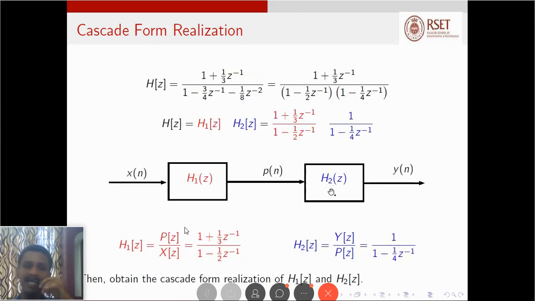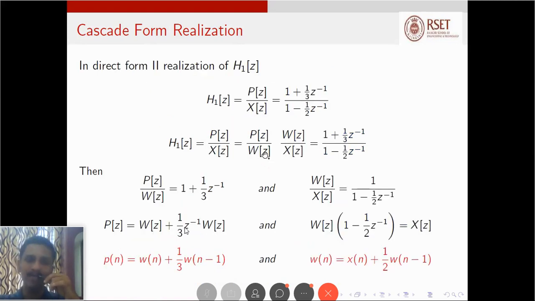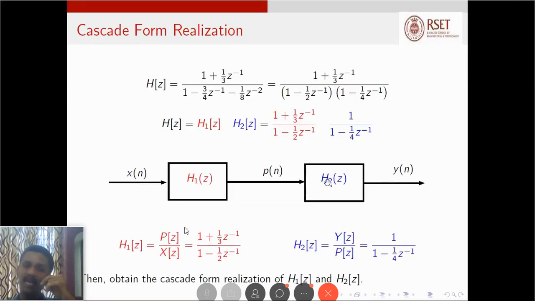You can write any terms. It is not compulsory to write w of z, p of z or q of z, etc. In this particular presentation, I used p of z, w of z and q of z. The w of n or w of z is the intermediate stage of the realization of h1 of z. Similarly, the q of z is the intermediate stage of the realization of h2 of z.